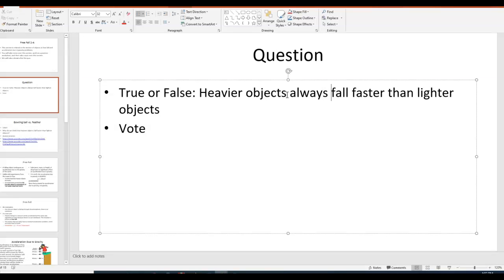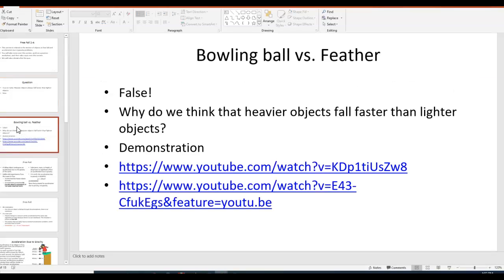Okay, so think about that. Is that true or false? Heavier objects always fall faster than lighter objects. And the answer to the question might surprise you. The answer to the question is actually false.